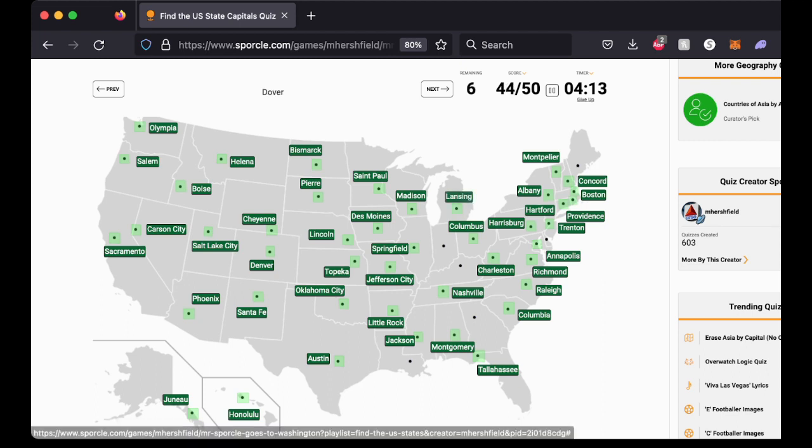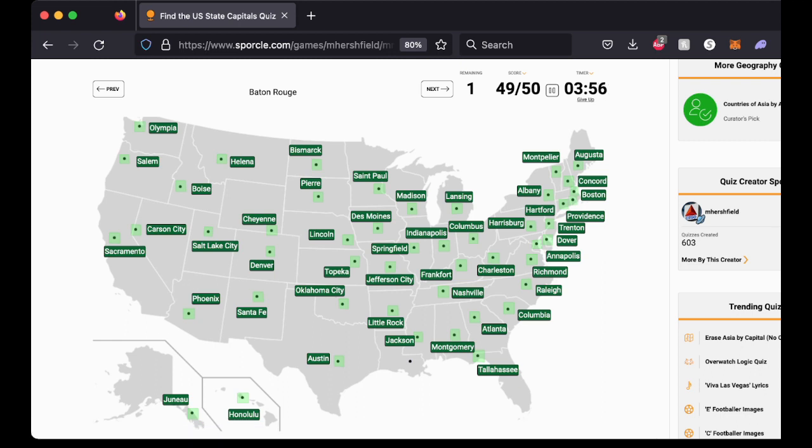Dover is the capital of Delaware. Atlanta is the capital of Georgia. Frankfurt. Augusta is the capital of Maine. Indianapolis is the capital of Indiana. And finally, the capital of Louisiana is Baton Rouge.